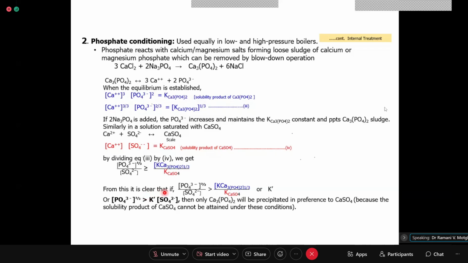So from this it is clear that if the phosphate ion concentration is more, that is, if the phosphate by sulfate ratio is more than the constant value of these solubility products, or in other words, the phosphate ion concentration is maintained higher than a constant times the concentration of sulfate ion, then only calcium phosphate will be precipitated in preference to calcium sulfate, because the solubility product of calcium sulfate cannot be attained under these conditions. So calcium will always precipitate as calcium phosphate.